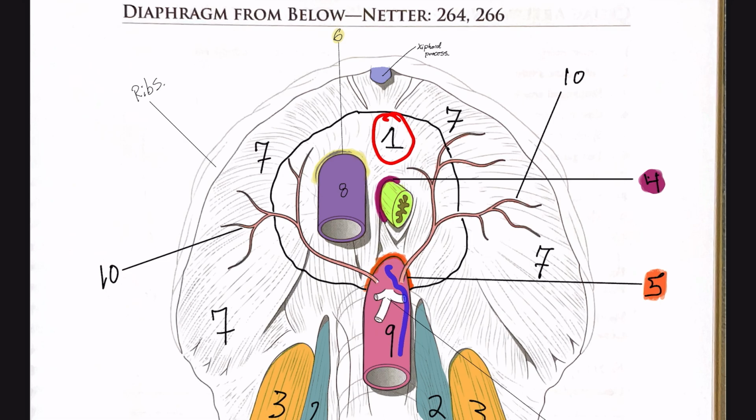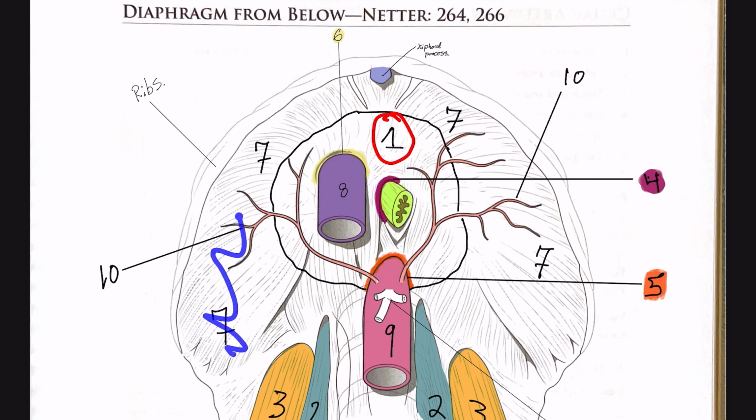Number nine being the aorta. And then number six, that is going to be our caval hiatus, however you want to say it. Caval. Number eight is going to be that inferior vena cava, or IVC. You might have seen it that way.